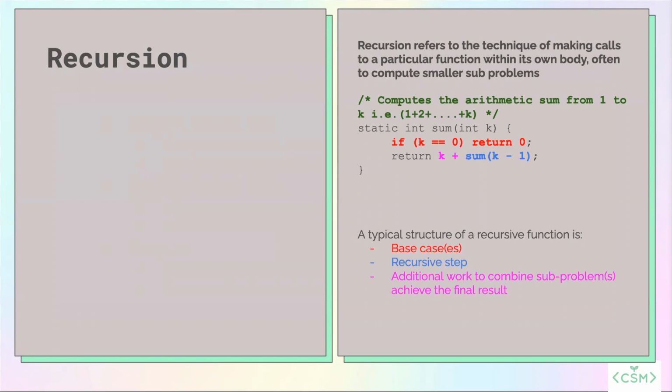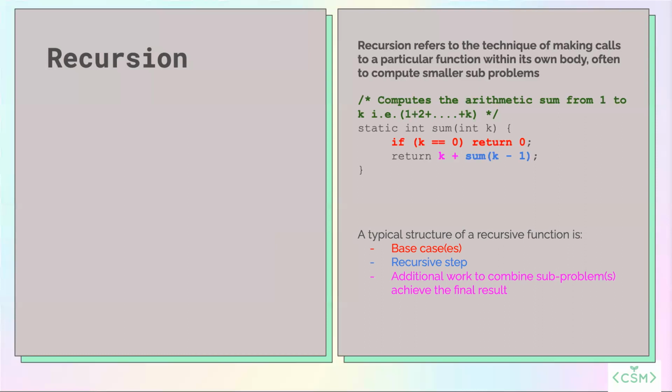We can see that this recursive function, and most recursive functions, have three main building blocks. The first is the base case. For this function, it's if k is equal to 0. The reason we need a base case for all recursive functions is to make sure that we don't have an infinite loop, basically.